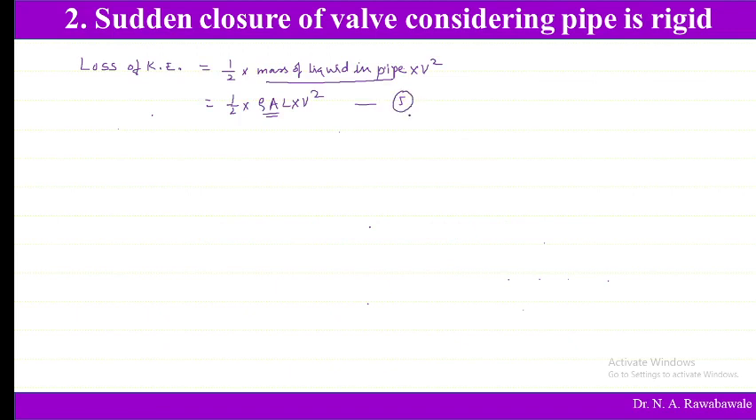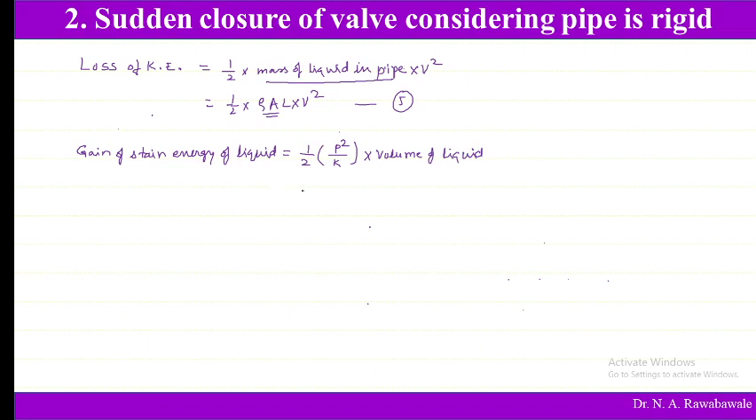Equation number 5 gives us the loss of kinetic energy. Now this kinetic energy is converted into strain energy, that is, gain of strain energy. So where is this strain energy stored? This strain energy is stored in the liquid, and that is given by half P square divided by K, where K is the bulk modulus, into volume of liquid. So this strain energy is stored per unit volume.